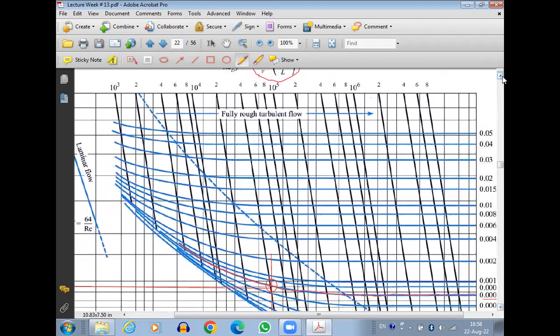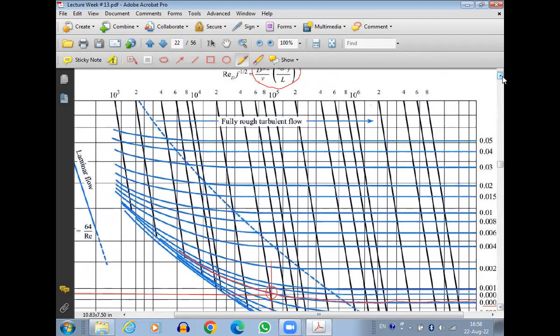So it's 10 to the power 4. This is 10 to the power 4. So that's 1 into 10 to the power 4, 2 into 10 to the power 4, 4 into 10 to the power 4, and it is 4.38. Okay, so if I draw it, it will be somewhere here.